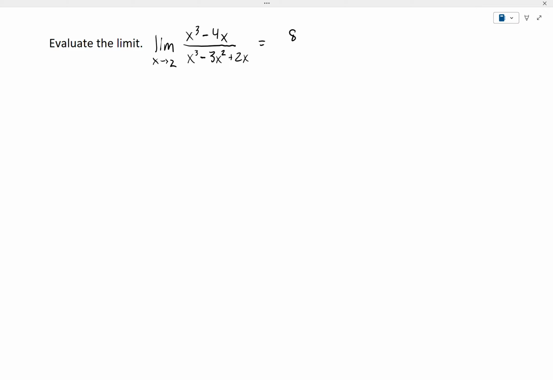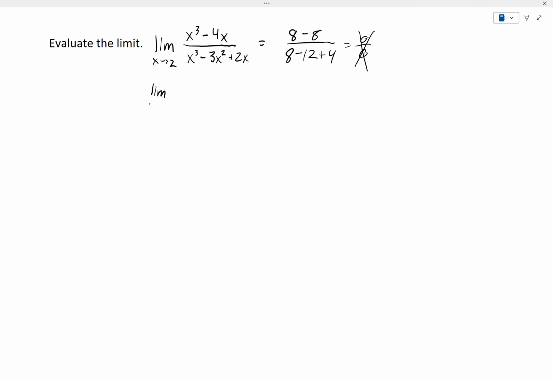So we get 8 minus 8 in the numerator, and in the denominator we plug in 2 for every x. We get 8 minus 12 plus 4. And whenever you do this calculation, you get 0 over 0, which is an indeterminate form. It's not the correct answer. Your goal is to get the limit out of this indeterminate form so you can figure out what it actually is. So 0 over 0 is not the answer. What do we do then?